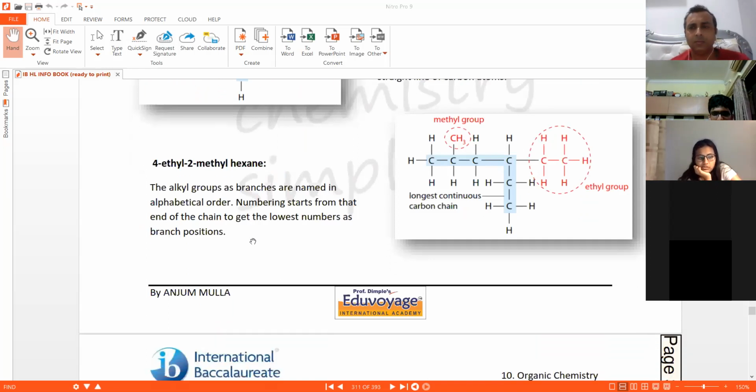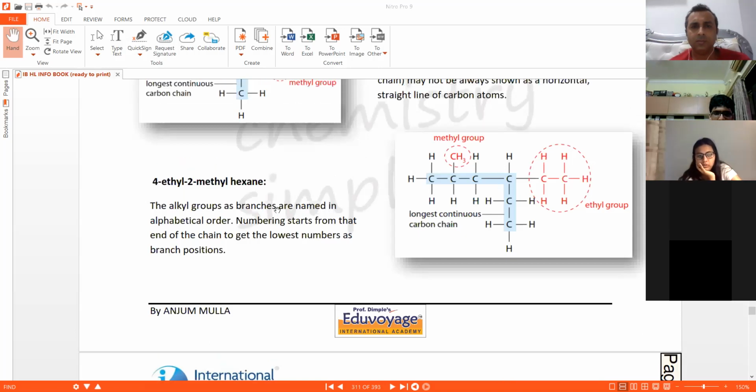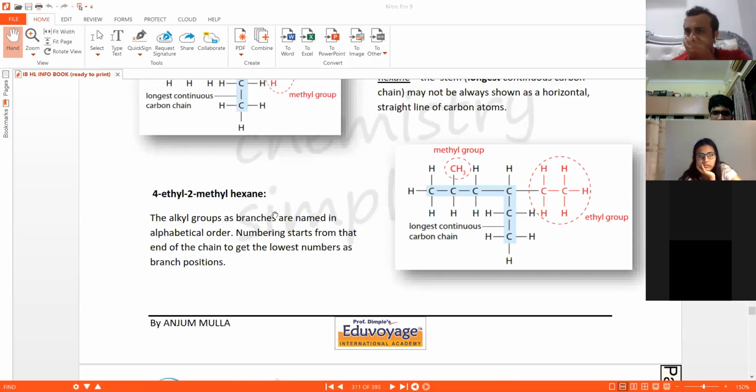So I have a question. In the dimethyl one, like the second one, why does it say 2, 2 dimethyl? Because there are 2 of them. Even if both of them are in the same position, you have to write it for each individual one.